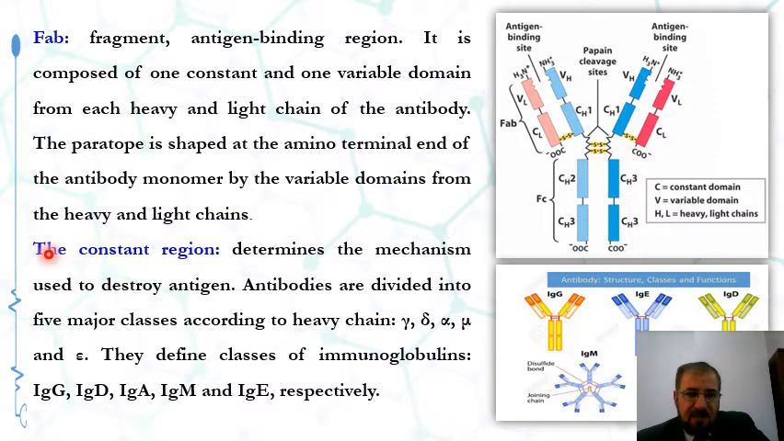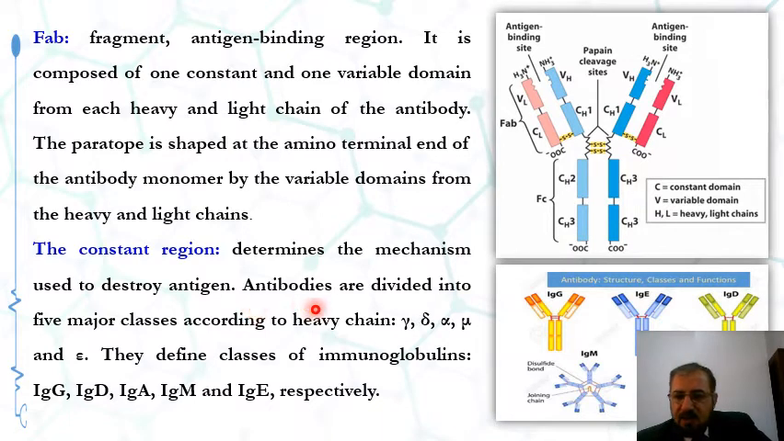And the antibody also contains the constant region. All this is the constant region. The constant region determines the mechanisms by which the antibody can react against or destroy the antigen. And we said before that by the constant region, the antibody can communicate with other components of the immune system.